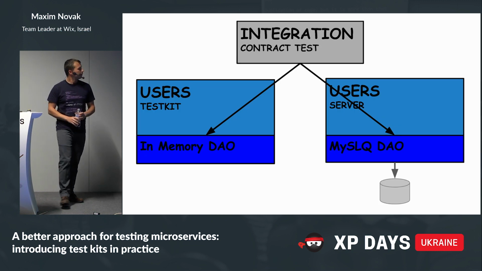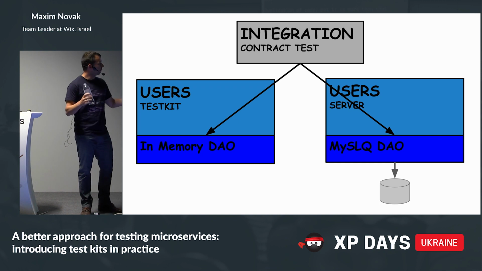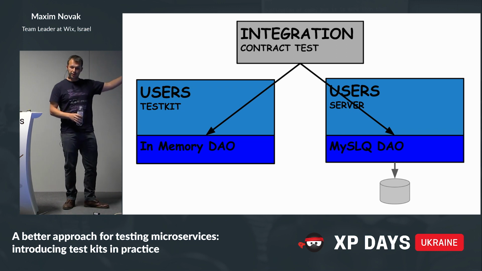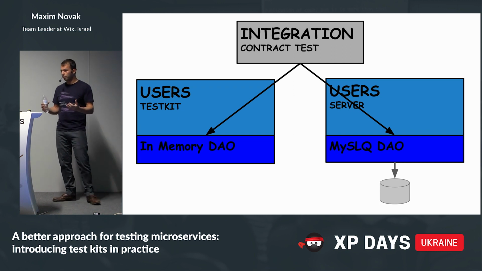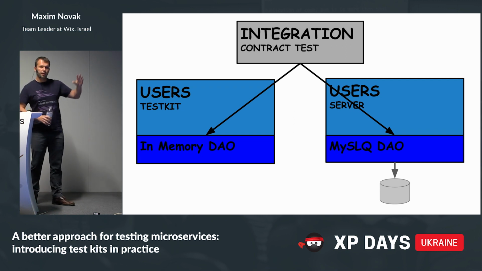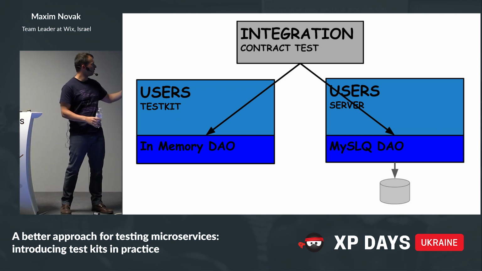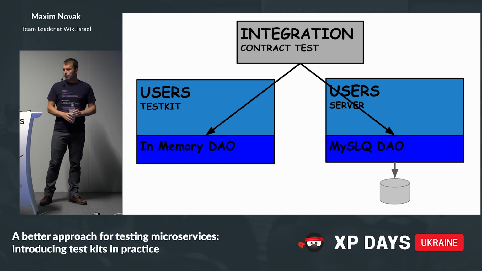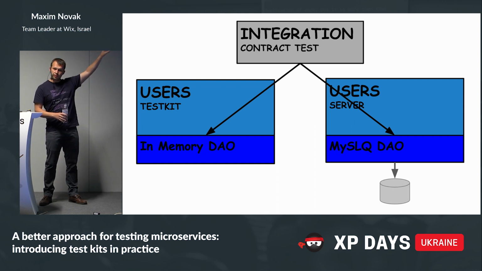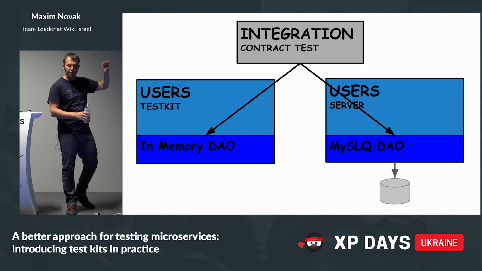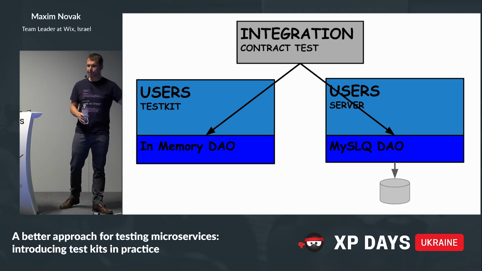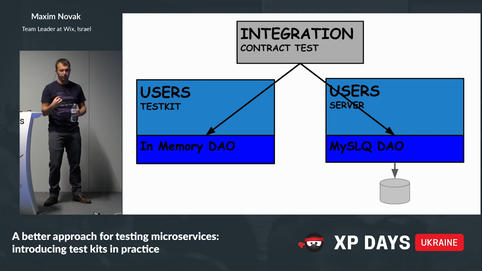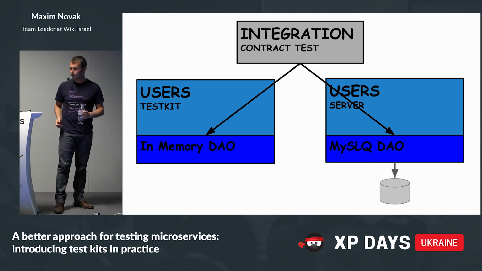In the user server, we work with MySQL, for example, and we have a MySQL DAO. In our test kit, we don't want MySQL, so we have an in-memory DAO, an in-memory implementation of the DAO. And the integration contract test defines the contract that this DAO should comply with. Actually, we run the same test suite against these two implementations, and we expect exactly the same results on each run. So when we run the tests and all the tests pass, we know that our in-memory implementation works exactly like the real MySQL implementation.